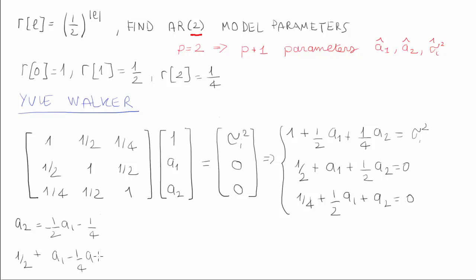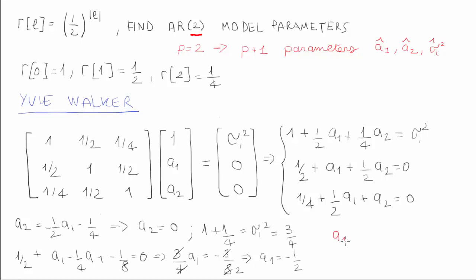From the last equation, I obtain that a2 is equal to minus 1 over 2 a1 minus 1 over 4. And if I plug this into the second equation, I obtain that a1 is equal to minus 1 over 2. And thus, a2 is equal to 0. Finally, from the first one, I obtain that sigma squared is equal to 3 over 4. So my estimated model parameters are a1 equal to minus 1 over 2, a2 equal to 0, and noise input variance equal to 3 over 4.